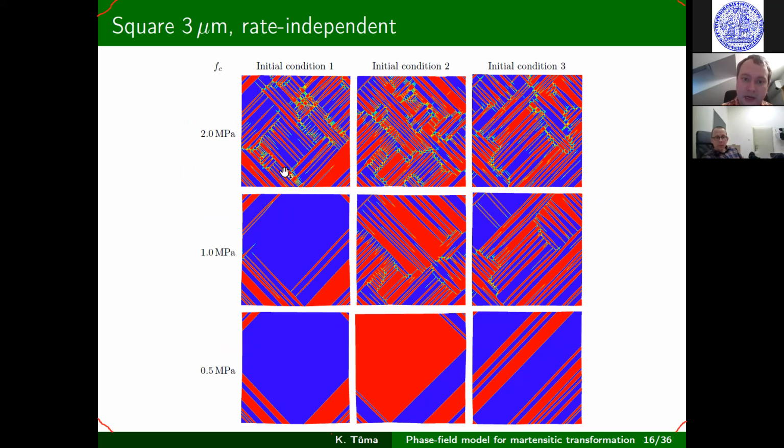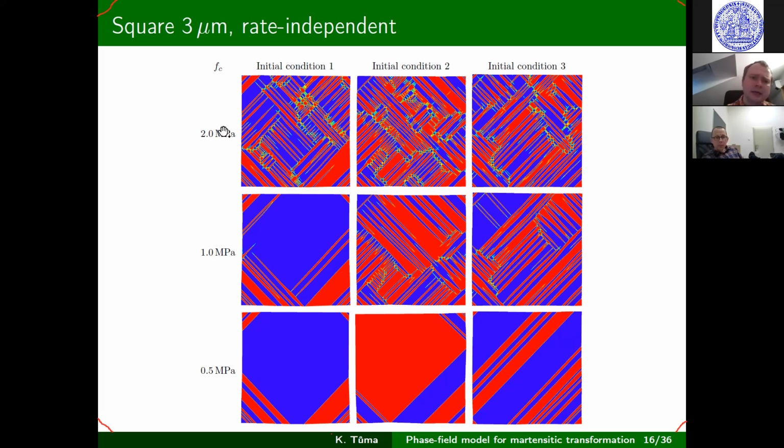So here you can see 9 pictures. In every column, you have a different random initial condition. And in every line, you have different critical driving forces FC: 2 megapascals, 1 megapascal, 0.5 megapascals. So I'm repeating, FC equal to 0 megapascal corresponds to the rate dependent process. So this is rate independent.